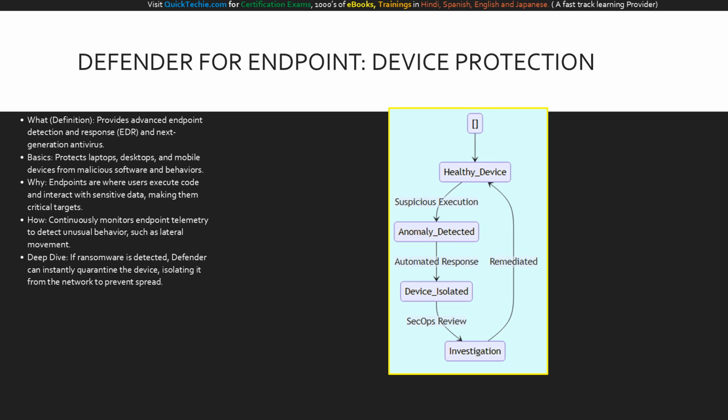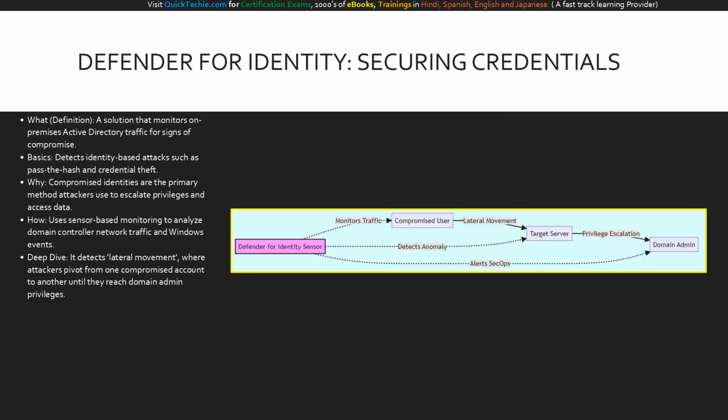The SecOps team then conducts their investigation and remediation, eventually returning the machine to a healthy state. This automation is crucial for stopping fast-moving threats like ransomware. Moving to the third pillar, we have Defender for Identity.